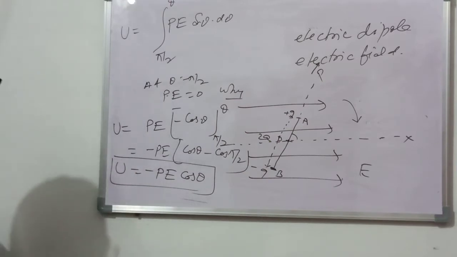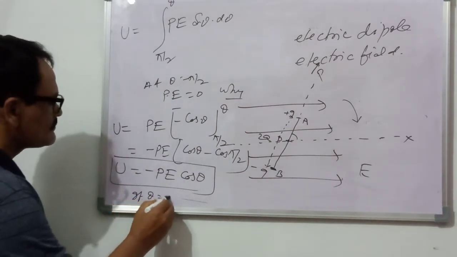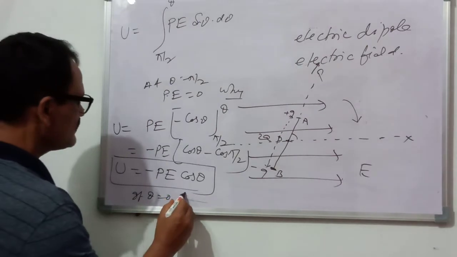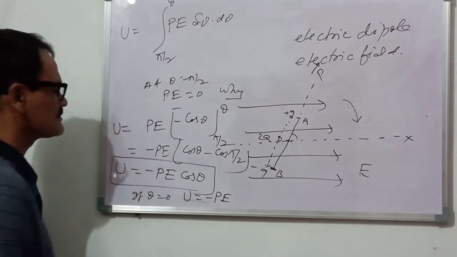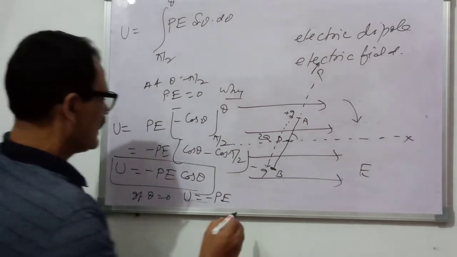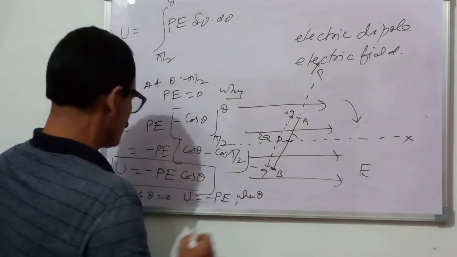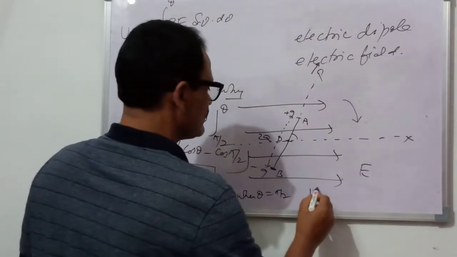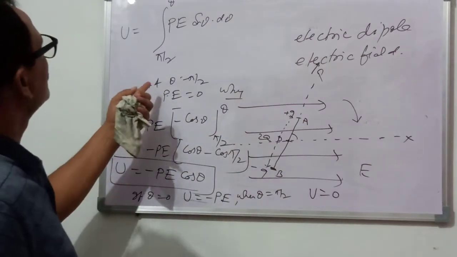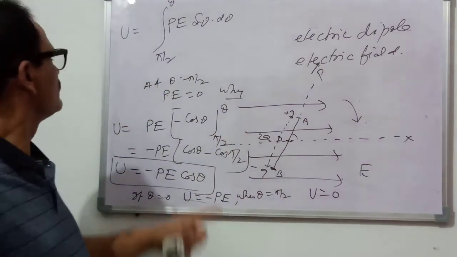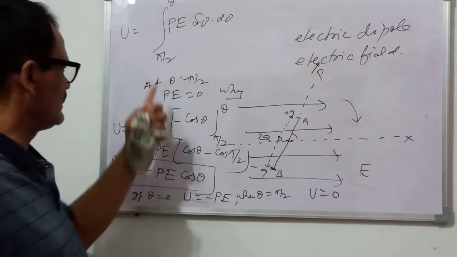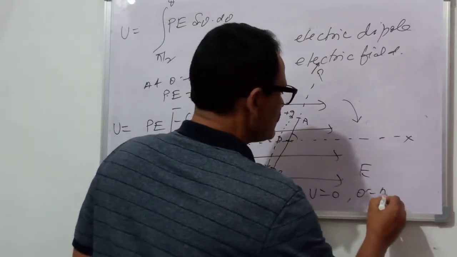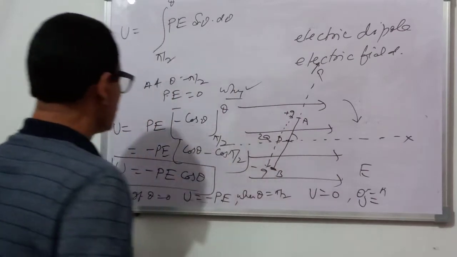Now, if theta is 0, means the dipole is along this electric field, then the potential energy is minus PE because cos 0 is 1. And when theta is pi by 2, the cos 90 is 0, so potential energy is 0, and I have taken at pi by 2 the potential energy as 0. This is the starting position, this is the initial position. And for theta equal to pi, the potential energy is PE.